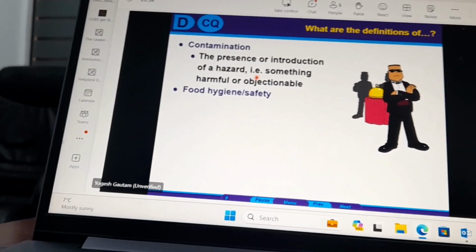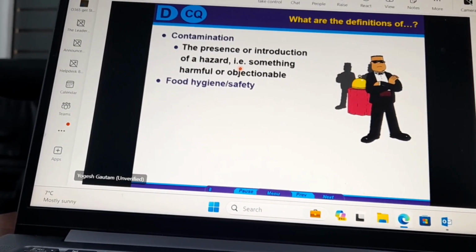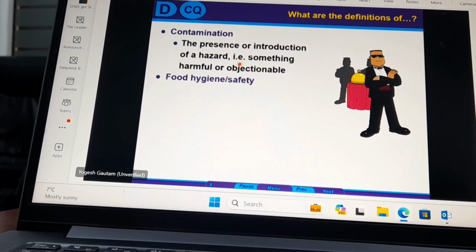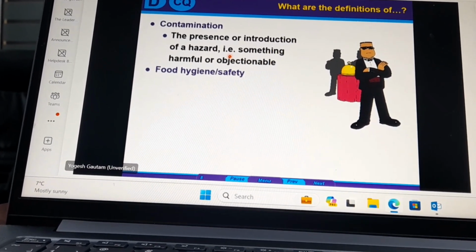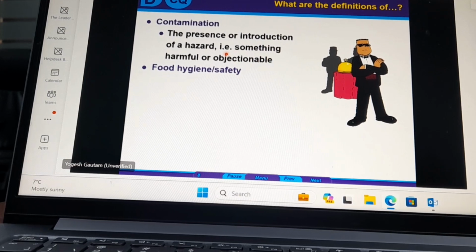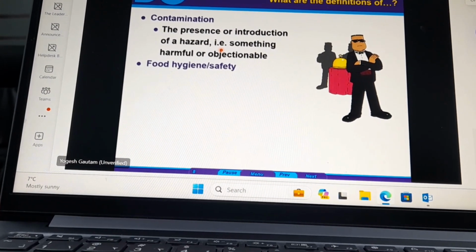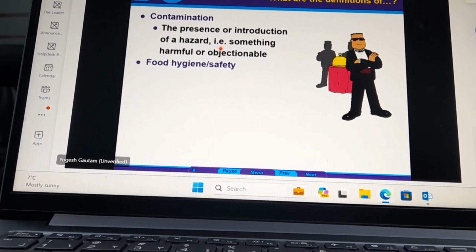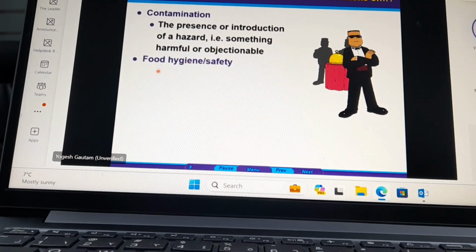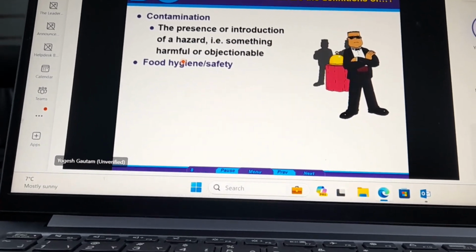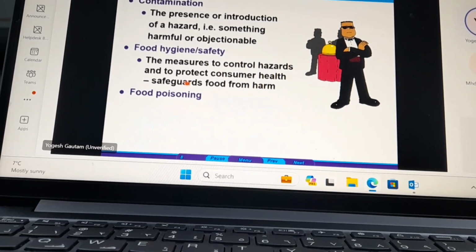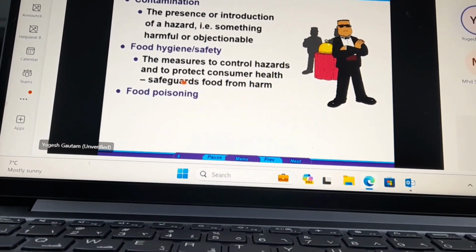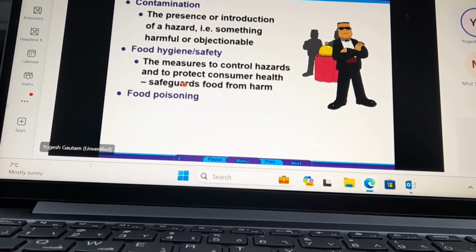If bacteria are available in your food, if somehow they come in contact with the food, the person who consumes that food might become ill. If pests are there in your food, if they are live, that will be a biological hazard. If they are dead, there will be a physical hazard. Second term is food hygiene or food safety. Food hygiene are basically the measures which ensure the food remains safe.